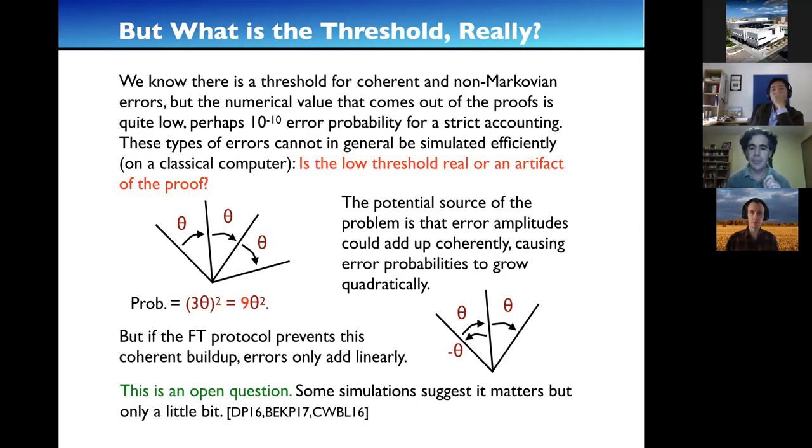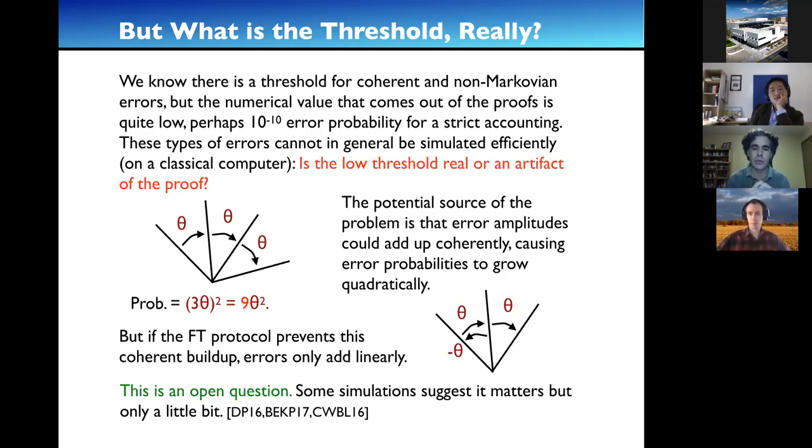And why is that a problem? Well, that means that as your computation goes on, the probability of errors is increasing quadratically with the number of gates you do, at least until you do error correction and clean things out. And so that affects the threshold, because that means that you can do fewer gates before the errors build up to the point where you would not be able to correct them.